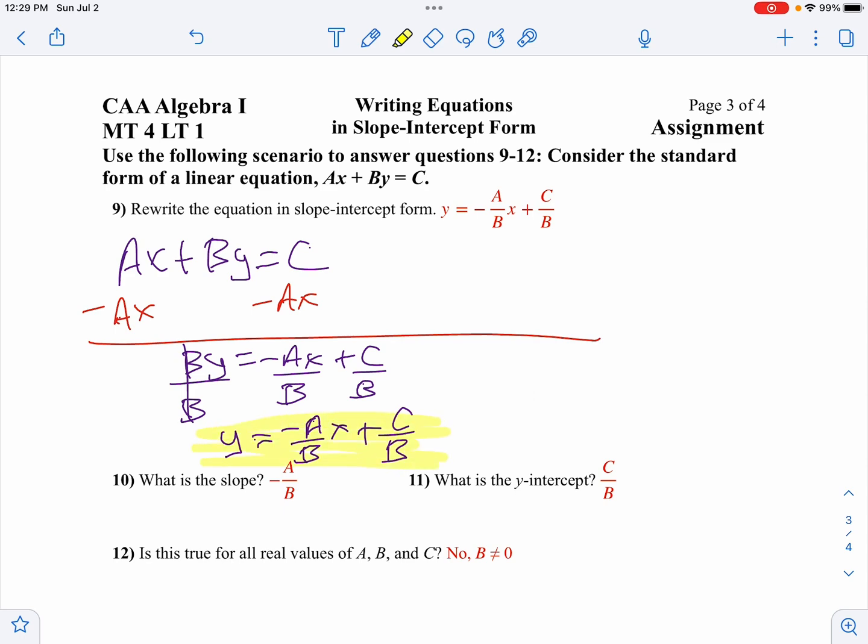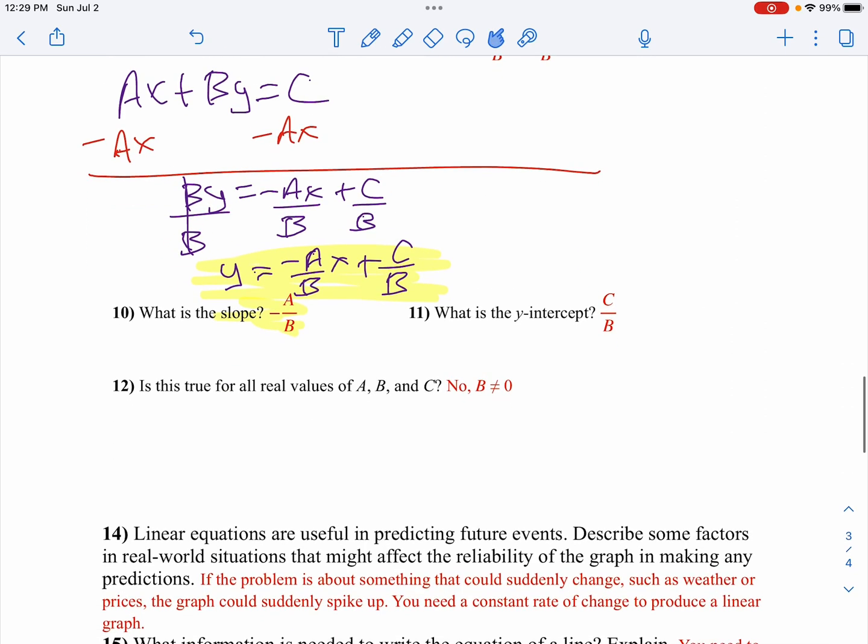My M is negative A over B, so that's my answer to my slope. My y-intercept is the number I'm adding or subtracting. In that case, it is C over B. Now, is this true for all values of A, B, and C? No. You can't divide by 0.